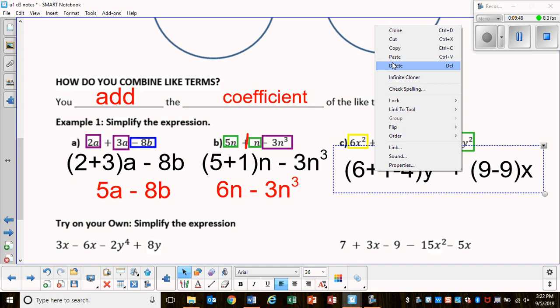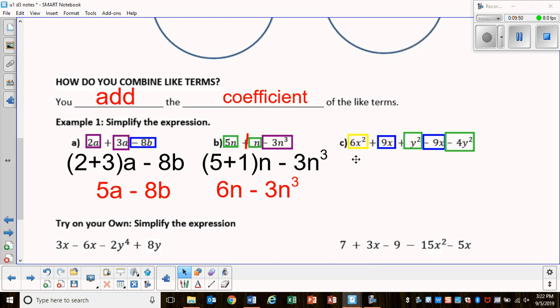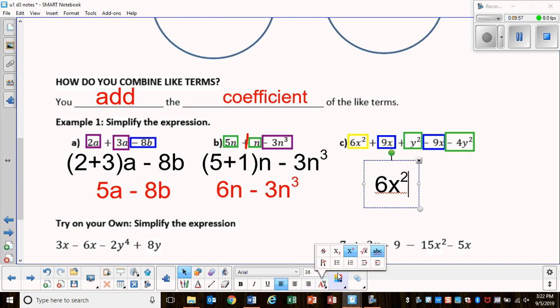Edit. I just want to edit. Oh, how about I just delete it? So, a 6x squared that has nothing else to match with, I'm just going to write down. Okay?